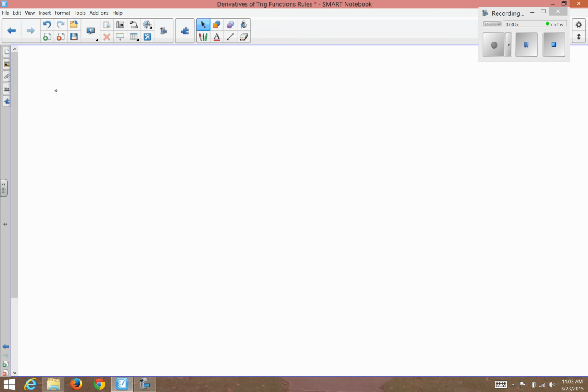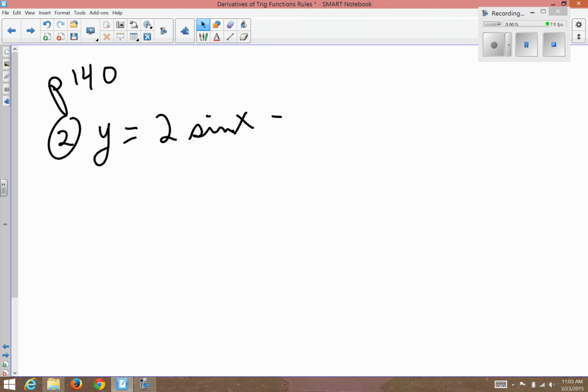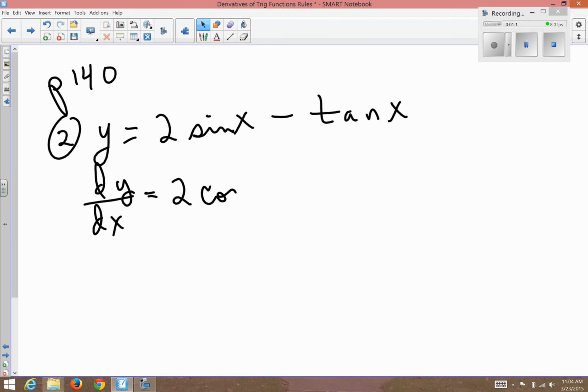On page 140, exercise 2, y equals 2 sine x minus tan x. The directions are to find the derivative of y with respect to x. So we just copy the 2, and the derivative of sine x is cosine x. The minus gets copied. The derivative of tan x is secant squared x. We're done.